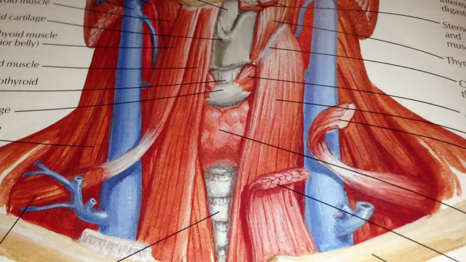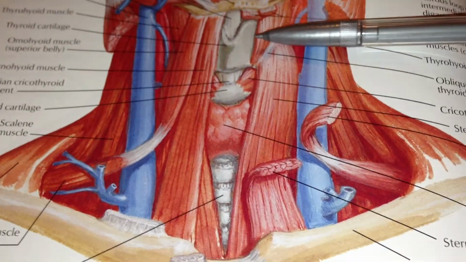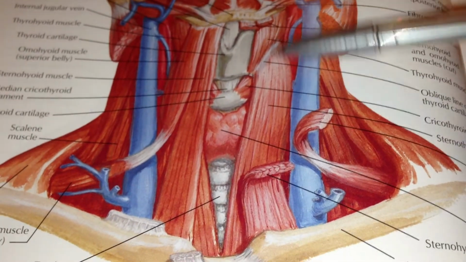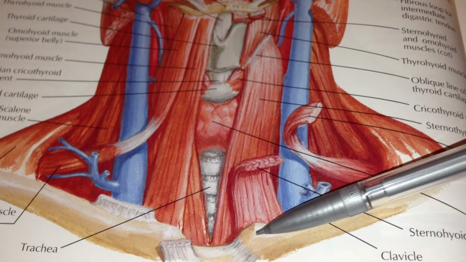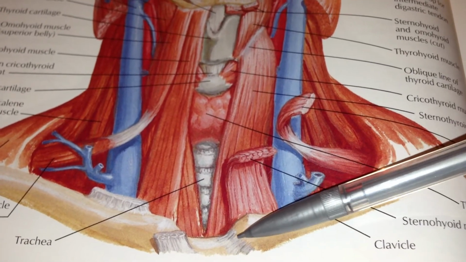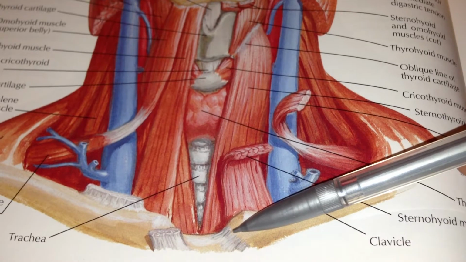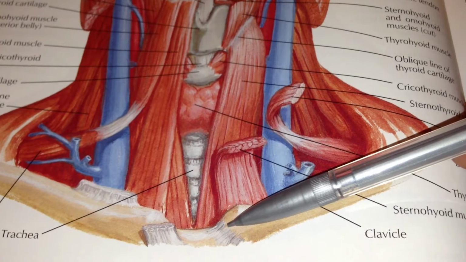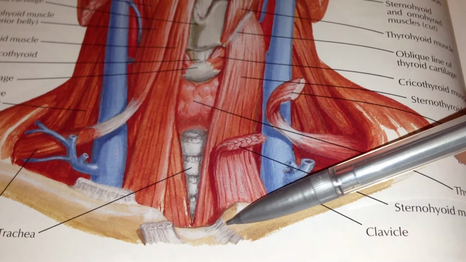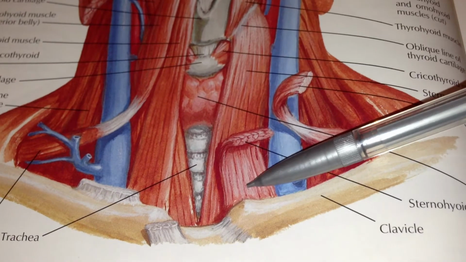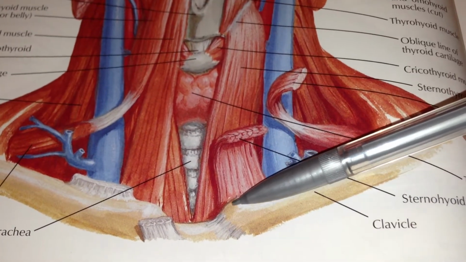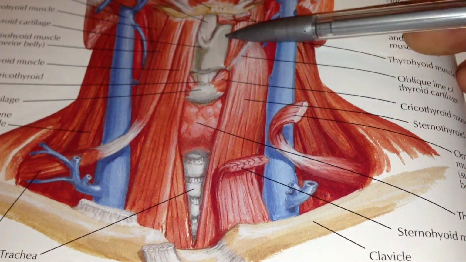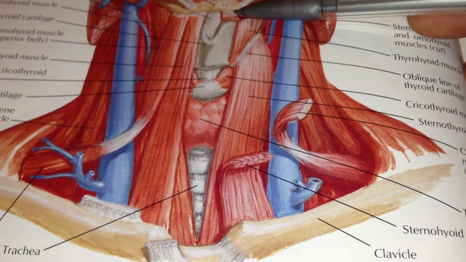Okay, now let's talk about your infrahyoid region. Now, the infrahyoid muscles are, once again, quite simple. You have your sternohyoid, which will run from the manubrium of the sternum and also, I believe, the costoclavicular joint. Once again, the origin is going to be the manubrium of the sternum and the costoclavicular joint, and it's going to insert all the way to the hyoid bone.